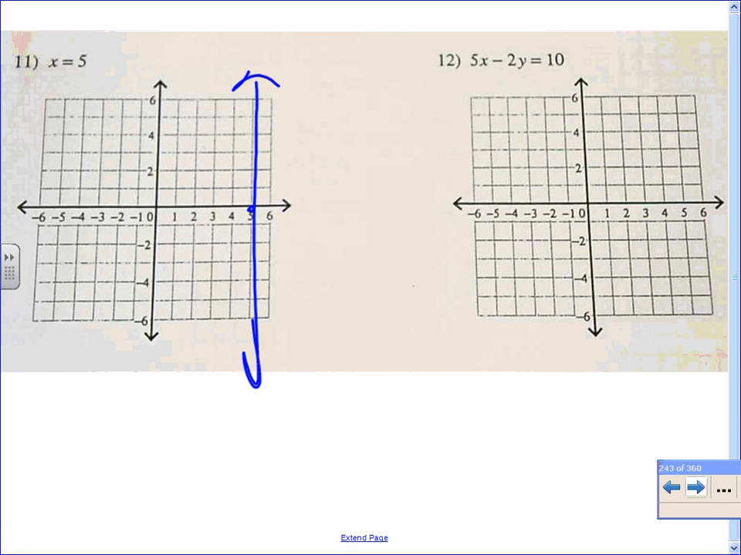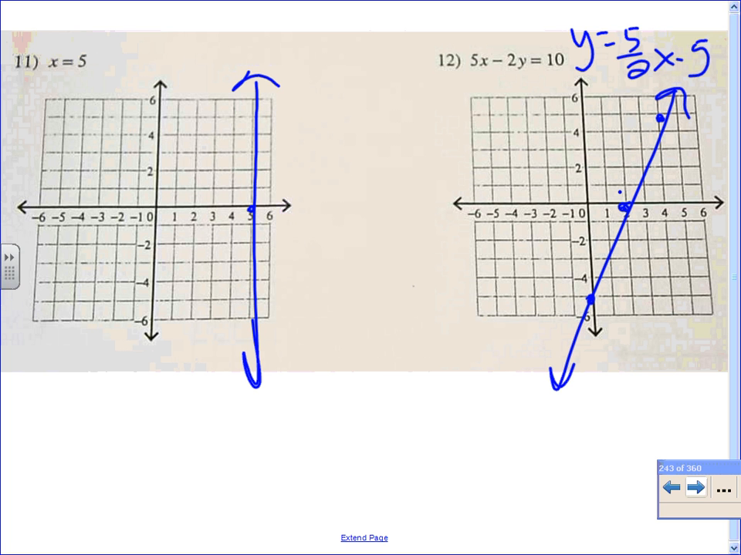Okay? All right, number 12, y equals form should be y equals 5 over 2x minus 5. Start at negative 5. Go up 5, 1, 2, 3, 4, 5, over 2. Up 5, over 2. So start at negative 5, go up 5, over 2.